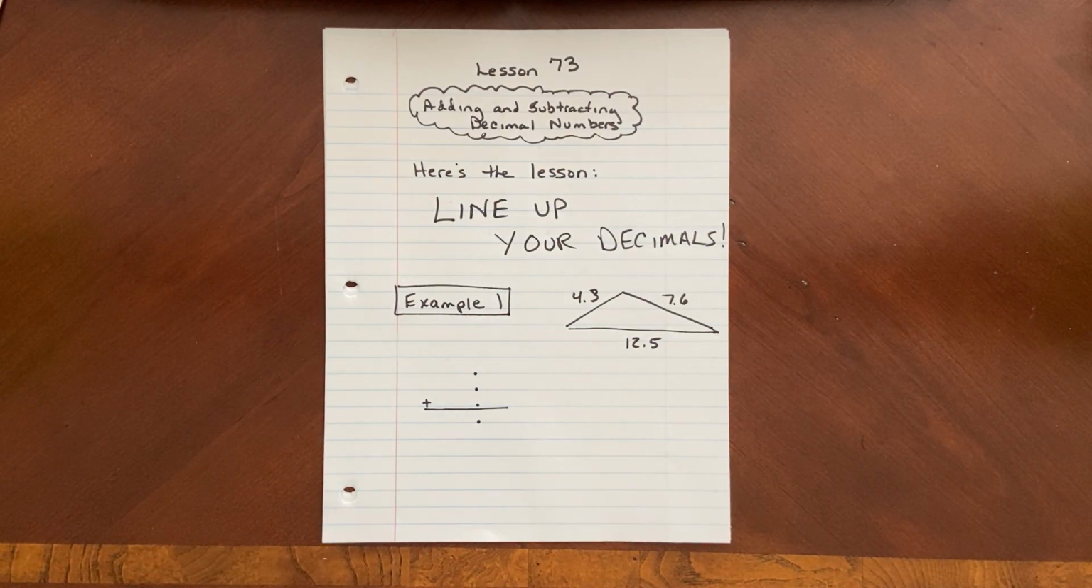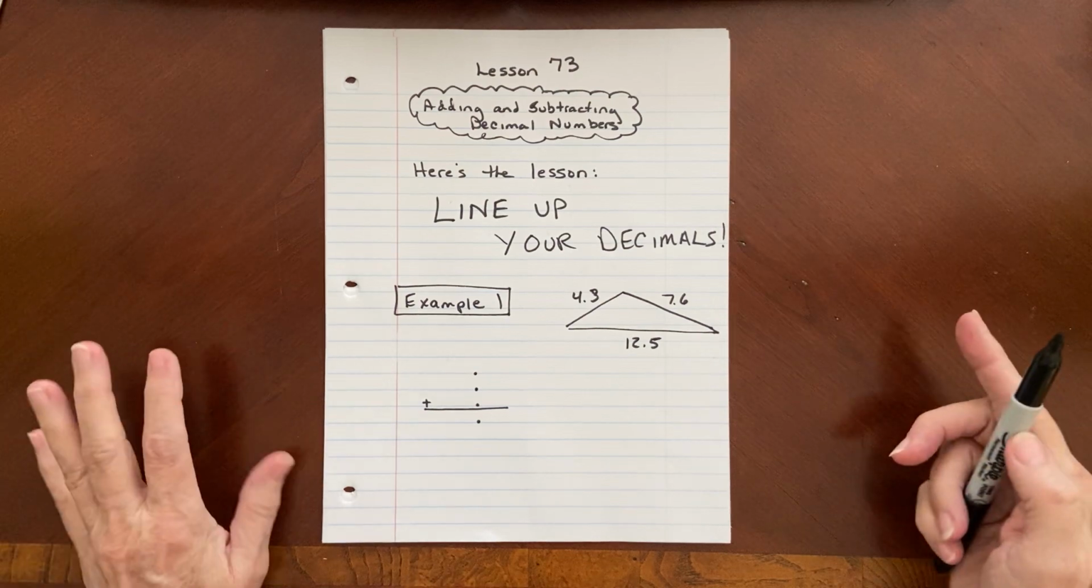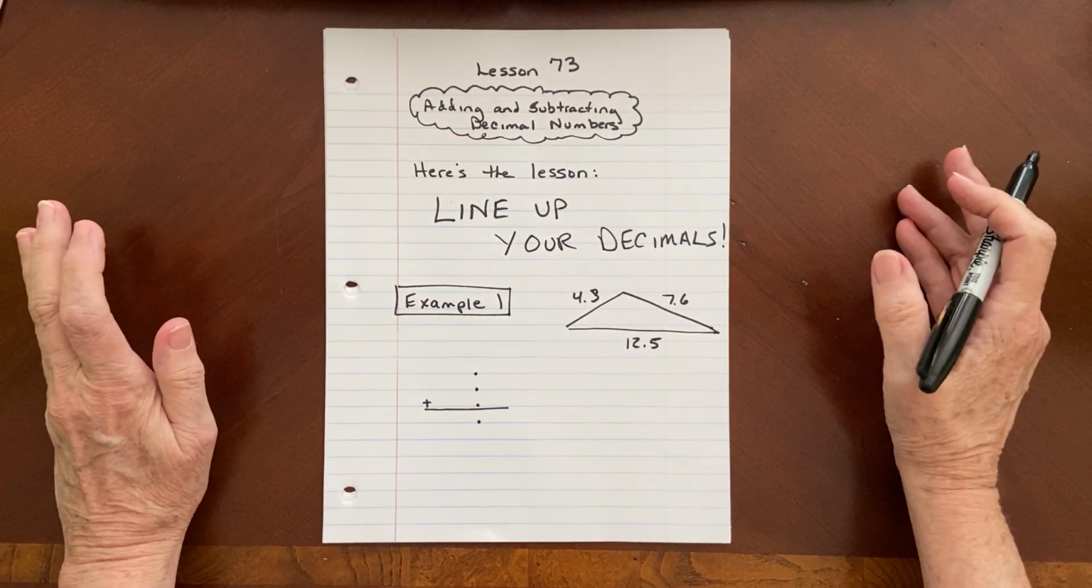Okay, this is lesson 73, adding and subtracting decimal numbers. So here's the whole lesson. Line up your decimals. We're done. That's it. No, not really. But seriously, that's the whole lesson.